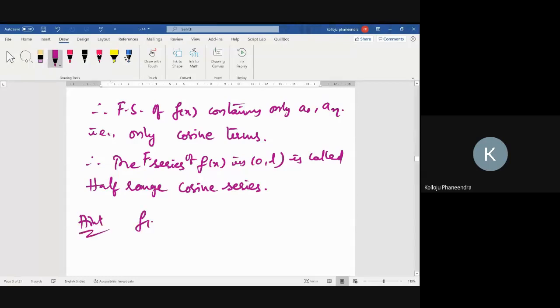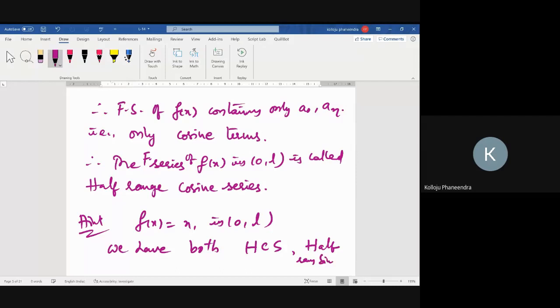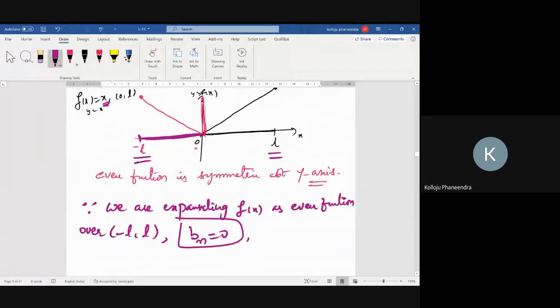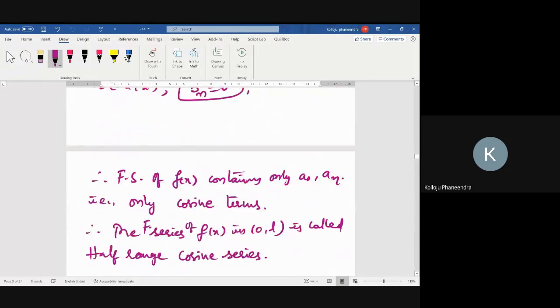That means for this problem, just a hint: f of x equal to x in 0 to L, we have both half-range cosine series and half-range sine series. That is the beauty of this half-range series. For any function defined in 0 to L, I can find half-range cosine as well as half-range sine. And in half-range cosine series, we are expanding the function as an even function. Remember that point.